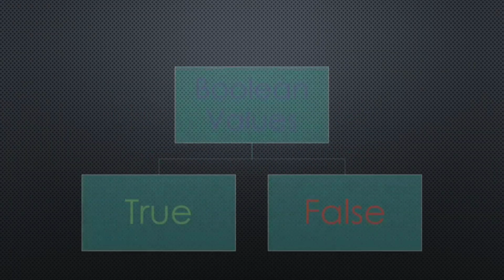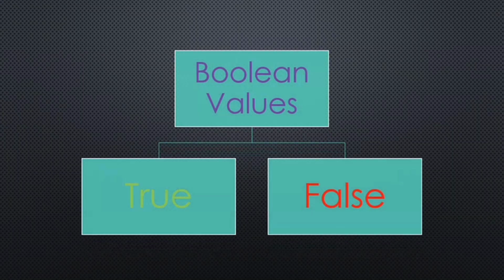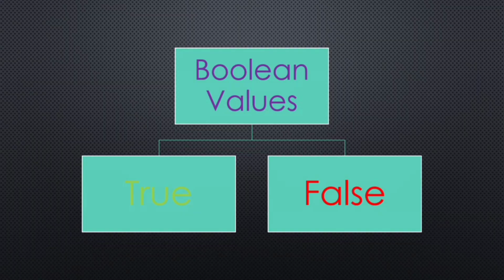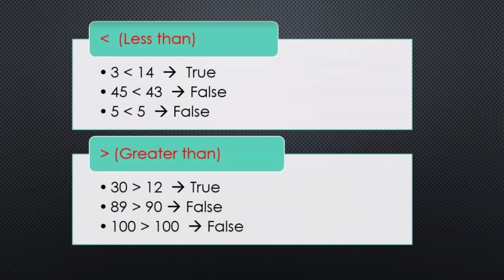There are two Boolean values, true and false. A Boolean variable can store only these two values. Now, the comparison operators are used to compare two numeric values. These are total 6 of them. The first two are less than and greater than. These are pretty simple, as you can see on your screen.